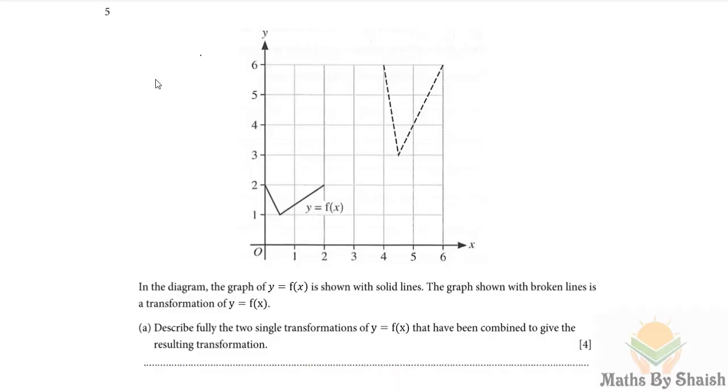Hello and welcome back. Today in this video we are going to discuss the last few questions from March 2021 Pure Mathematics 1 AS level, that is 970912. Here is question number 5.